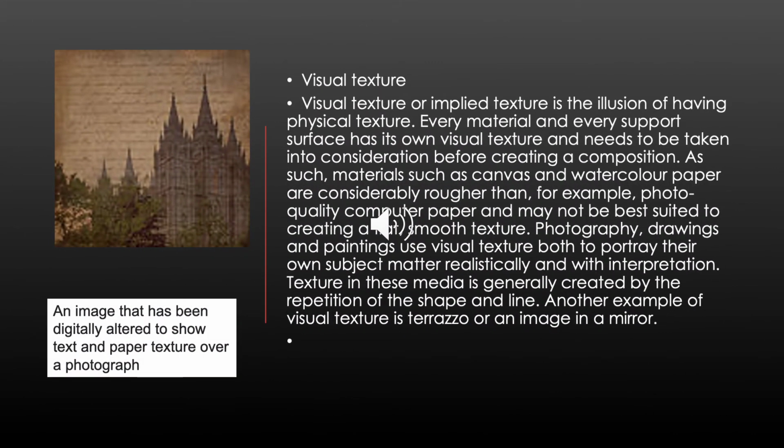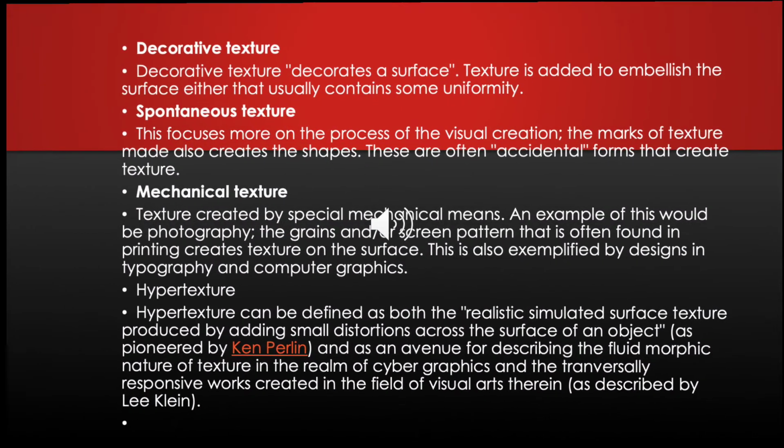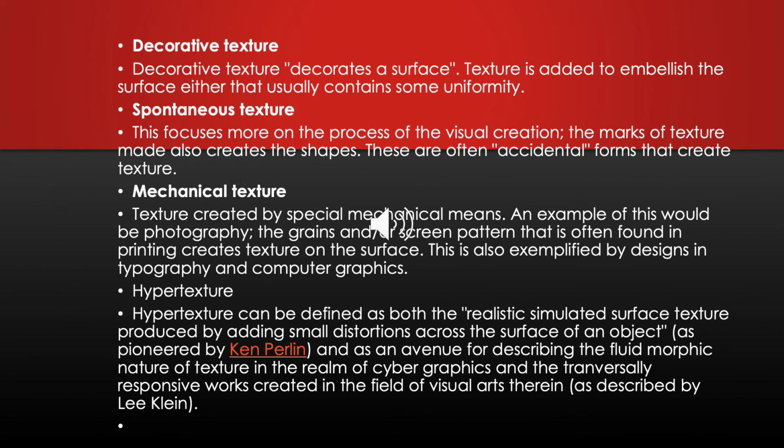Visual texture, or implied texture, is the illusion of having physical texture. Decorative texture decorates a surface. Texture is added to embellish the surface and usually contains some uniformity. Spontaneous texture focuses more on the process of visual creation. The marks of the texture made also create the shape. Mechanical texture is created by special mechanical means. An example of this would be photography.